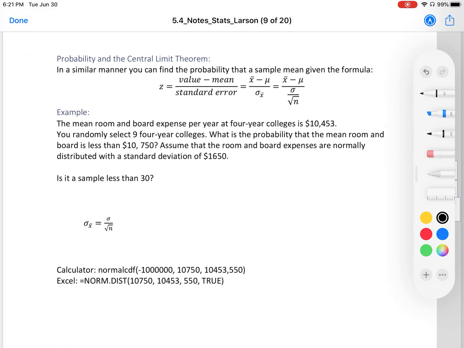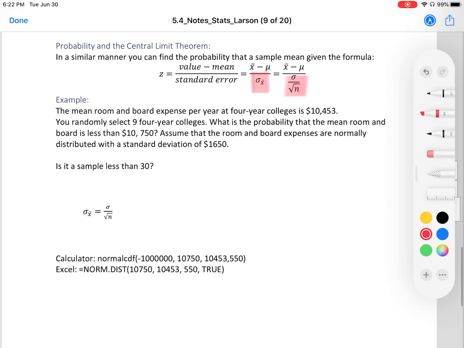Probability and the central limit theorem. In a similar manner, you can find the probability that a sample mean is greater or less than a value given the formula. So nothing has changed. The only thing that's changed is our standard deviation. Now we have to use our new formula. And again, this is just our z-score formula. We've seen this before. We can find a z-score just as before as long as we make that adjustment for our denominator.